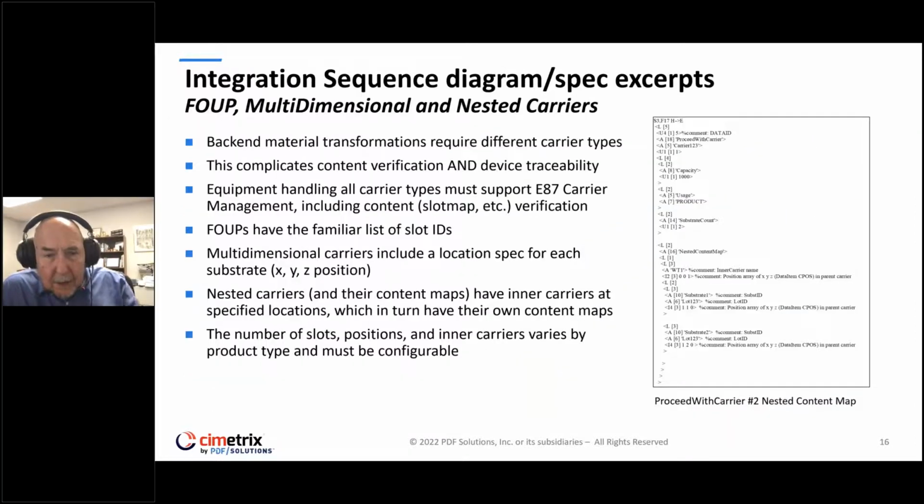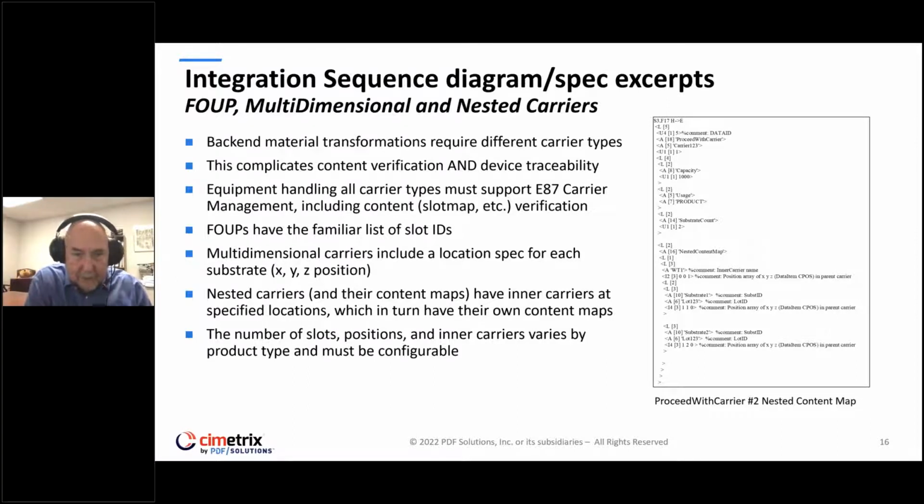So let me cover a couple of specifics in here. Brian will get into this in more detail when he talks about the reference implementation, but for the carrier handling, there's three types of carriers: the FOUP, which handles the incoming wafers; a multidimensional carrier, which is something that has, let's say, layers of strip charts in there, or strips that you would have chips in. So you can't just reference it with a slot number.